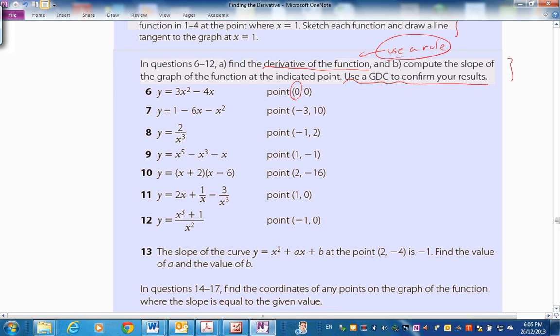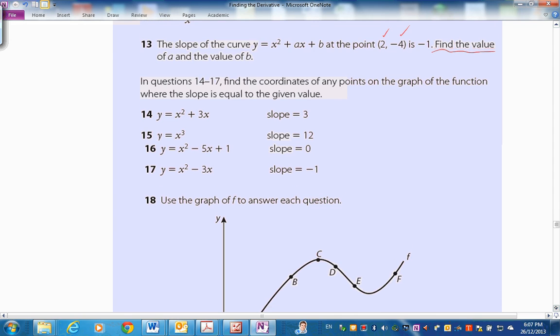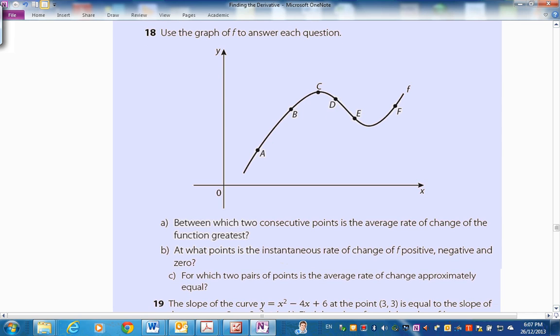Oh, there we are. Have a go at those. And then 13. This is similar to the problem we did, a little bit harder, because you have to actually substitute in the x and the y value from here, as well as putting the derivative equal to 0 at x equals negative 1. Let's go to 14 to 17. There we are, 14 to 17. Okay, use your head a bit around those. Let's have a look at 18. Use the graph to answer each of the questions in 18. Let's have a look at 19.